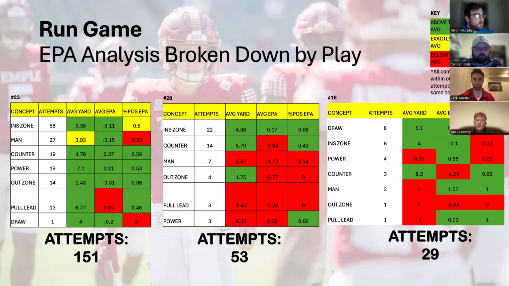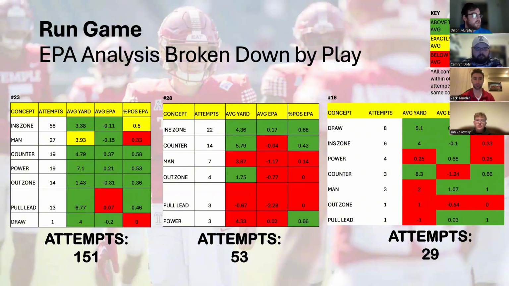So we used EPA, or expected points added. The way we made these charts was that if you had a green box, that means that within that concept, you had a higher average yards, average expected points added per attempt, or percentage of positive EPA. So just going by the visuals, number 23 was not only the leading rusher, but he also was the most effective by far. A ton of green on that chart.